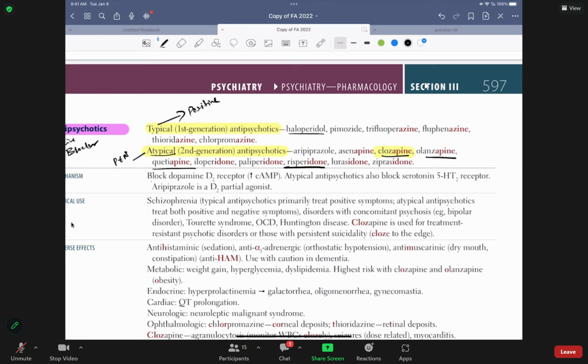Now you could see it blocks the dopamine receptor. Atypical antipsychotics also block the serotonin receptor, so they have a little bit more effect on that. Now, to quickly talk about partial agonists, right?